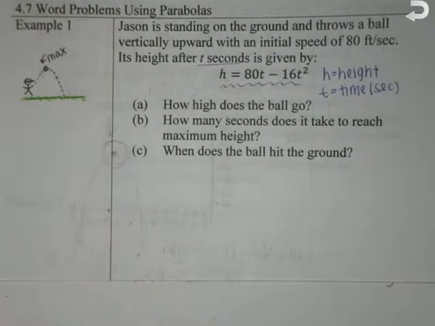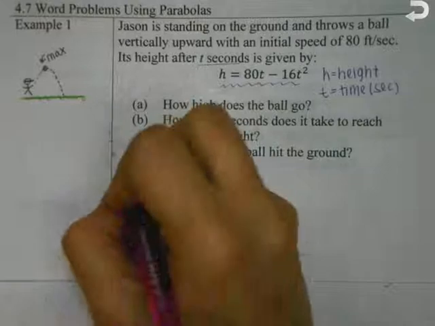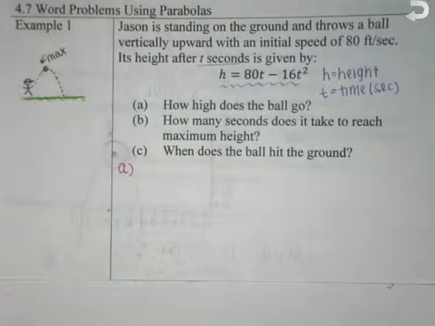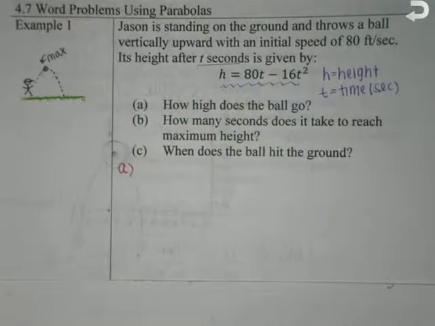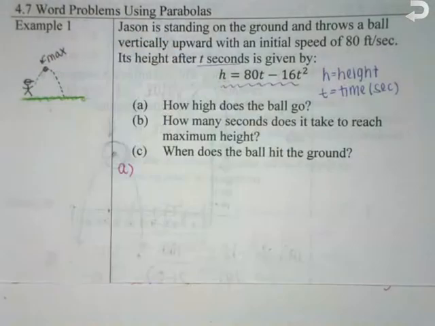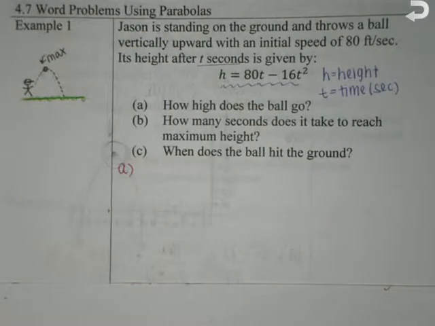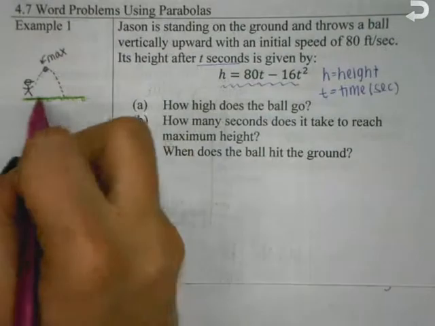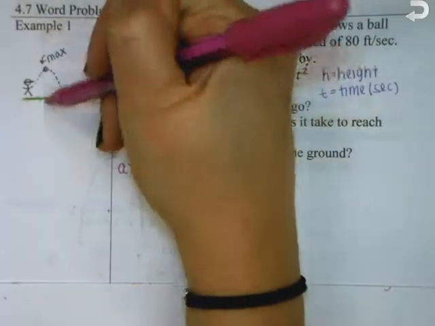So let's look at part A. Part A asks me, how high does the ball go? What am I looking for when I'm being asked how high the ball goes? Is that the X or the Y? If the grass is my X, the height is my Y. So this is actually the Y value, right?